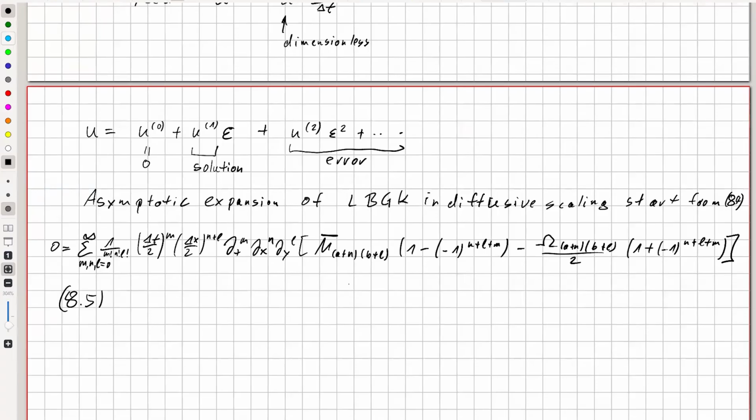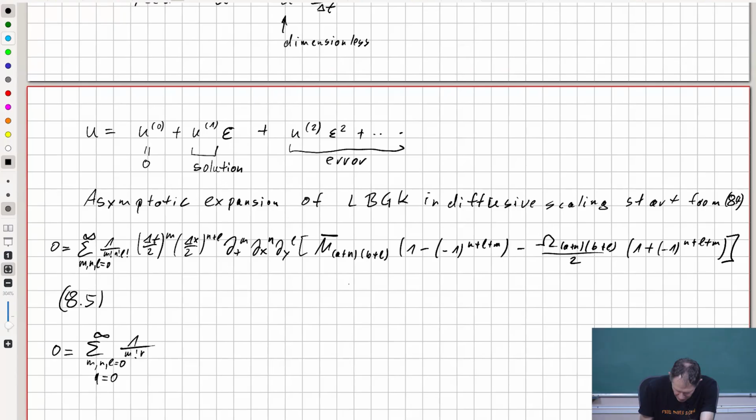So we start from 0 equal to the sum over m, n, and L equals to 0. And now we also have to enter the expansion of the moments, and we call this Q. Q is equal to 0, and all of them go to infinity. M factorial, n factorial, L factorial.